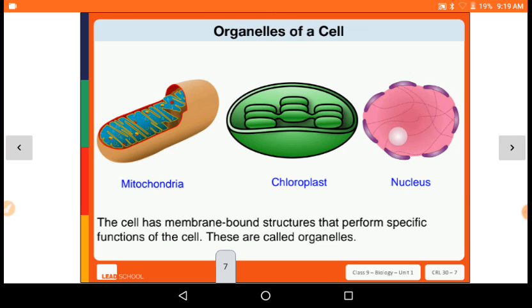Okay, now let's see about organelles. Organelles of the cells. Inside cytoplasm, you can see there are many other organelles. Mainly here we know mitochondria, chloroplast and nucleus. The cell has membrane bounded structures that perform specific functions of the cell, and these are called organelles.